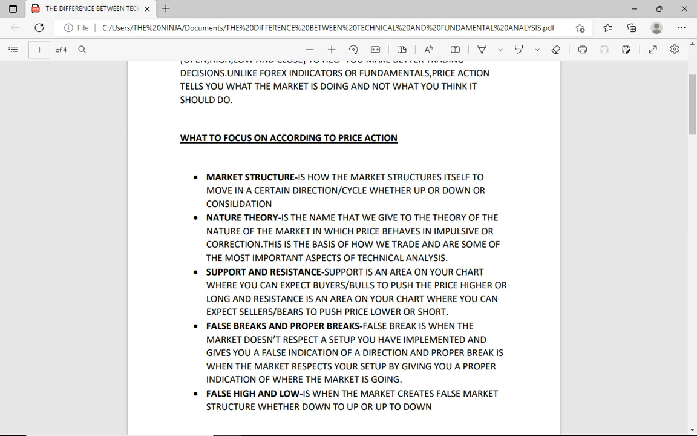Let me just put it in simple English. Let's say you're expecting the market to push up, but you find that it was a false indication. You'll see it by long wicks and rejections, you'll see it by it doing a breakout. After doing a breakout, you expect it to push much higher, but then it goes the opposite way. That's a false break. And a proper break is actually respecting your setup. Let's say you're expecting a buy and it follows that buy. That's a proper break. That means it continues in the direction that you anticipated.